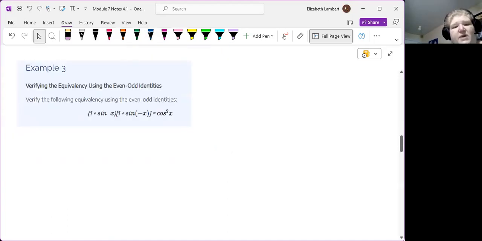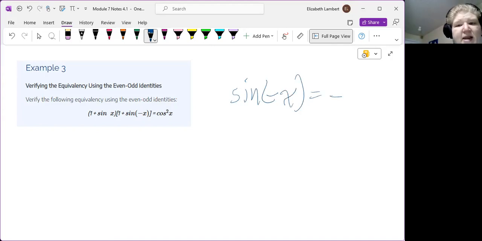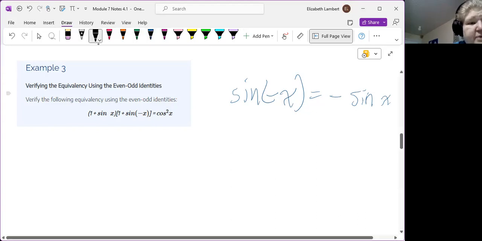All right, now example 3 here is actually using those even odd properties. Sine is odd, so a negative inside can also be outside, like you can yoink it and move it outside basically. So here, sine of negative x is the same as negative sine of positive x. So I'm going to make that substitution here. Everything else, though, I'm going to keep the same.